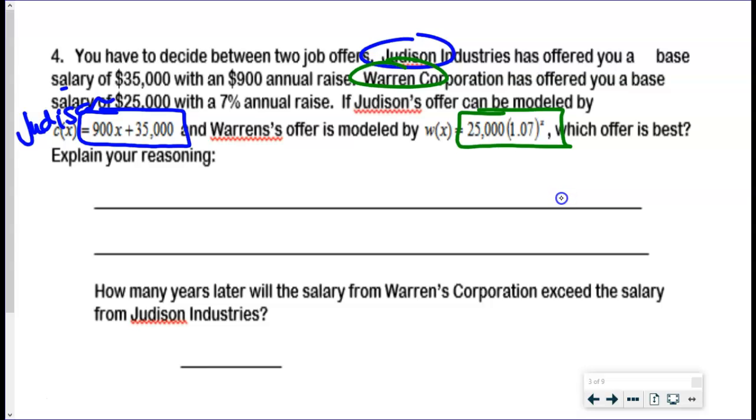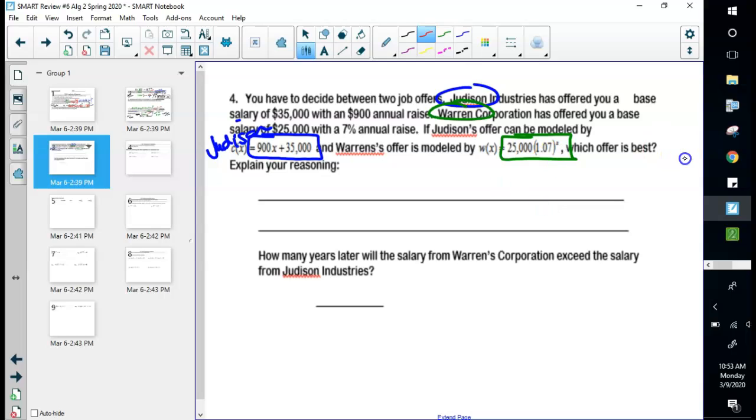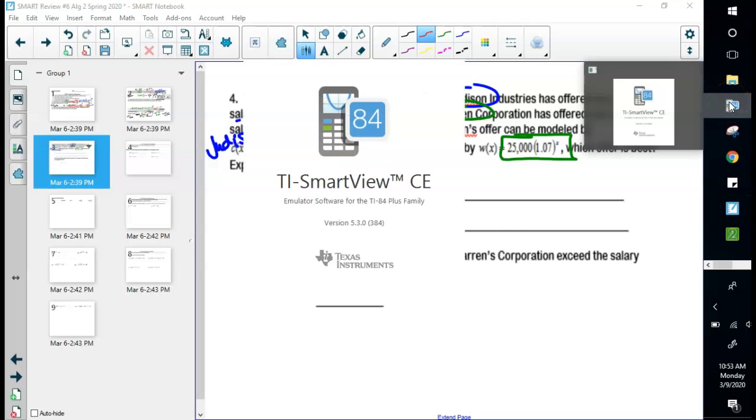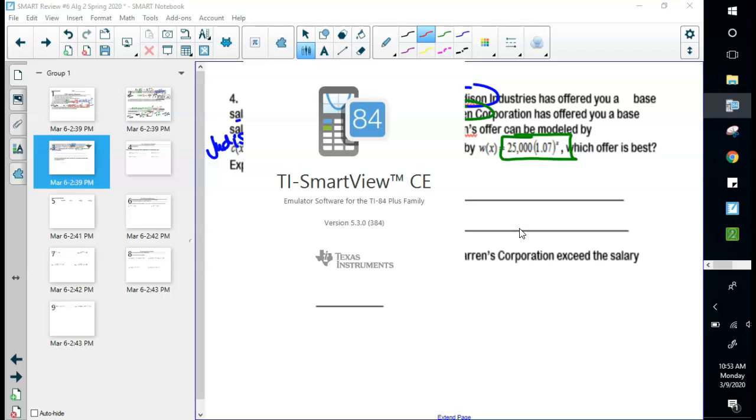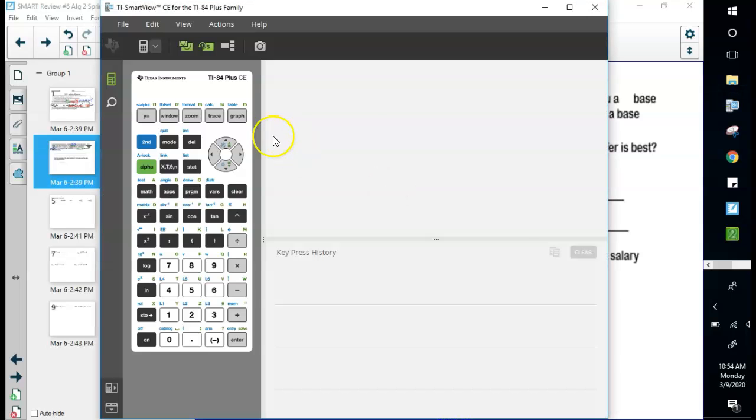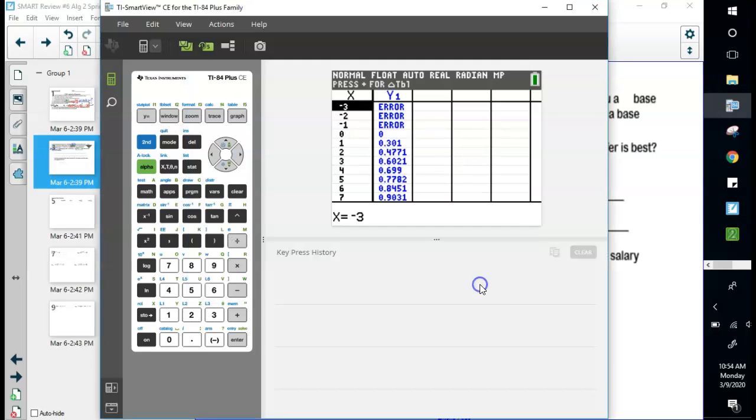What I do first is figure out when the job offers differ. If it's so far into the future that there's no way I'm still going to be working at this place, that's going to be part of my answer. So here's what I do. I go to my calculator and I type those functions into y1 and y2. The calculator's a little slow today. And I try to figure out where one job offer overtakes the other. Of course, I have nothing typed in, so give me a minute.